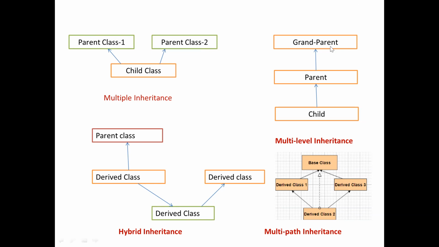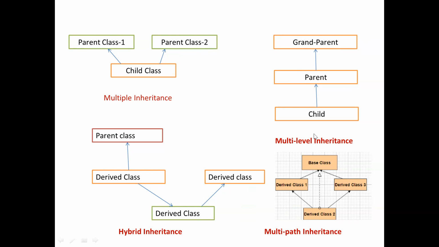And then coming to here, it is multi-level inheritance. In multi-level inheritance, you can see we have multiple levels of classes. Here we have a parent class, a grandparent class, and a child class. For simple understanding, we are taking 3 levels here. The grandparent will be the base class, and the parent will act as an intermediate class between the grandparent and the child class.